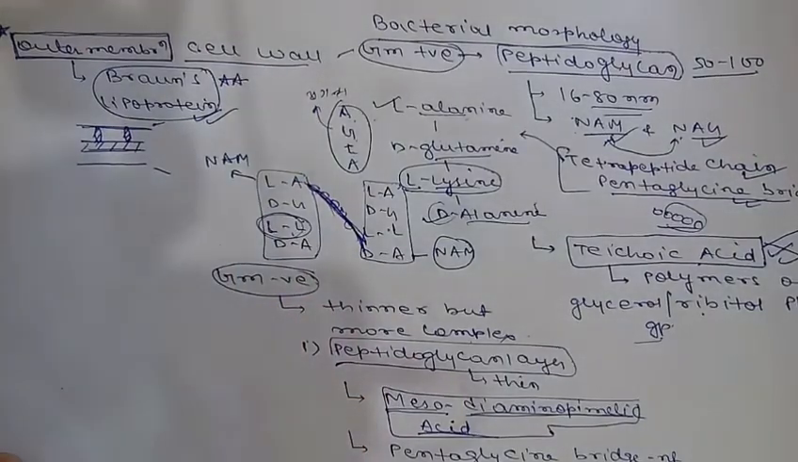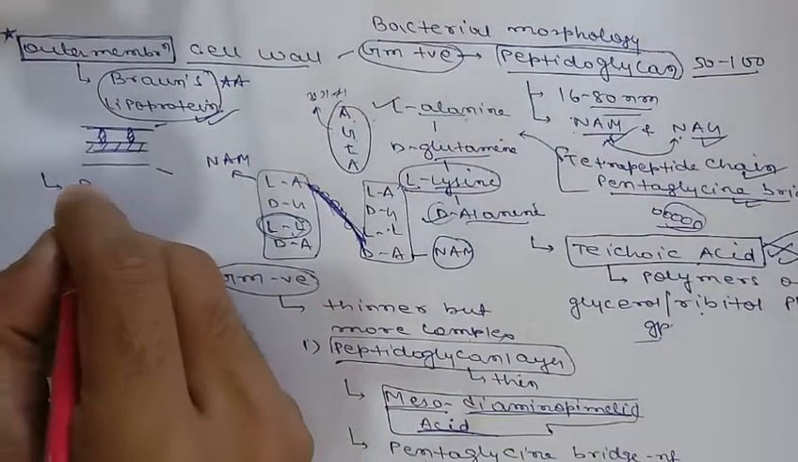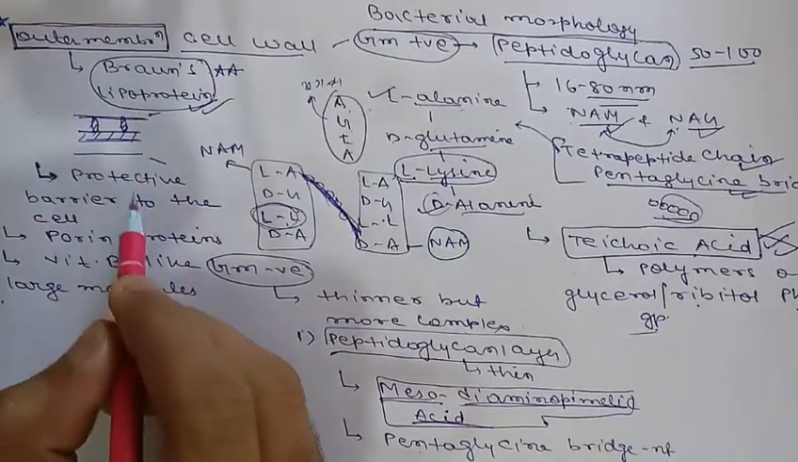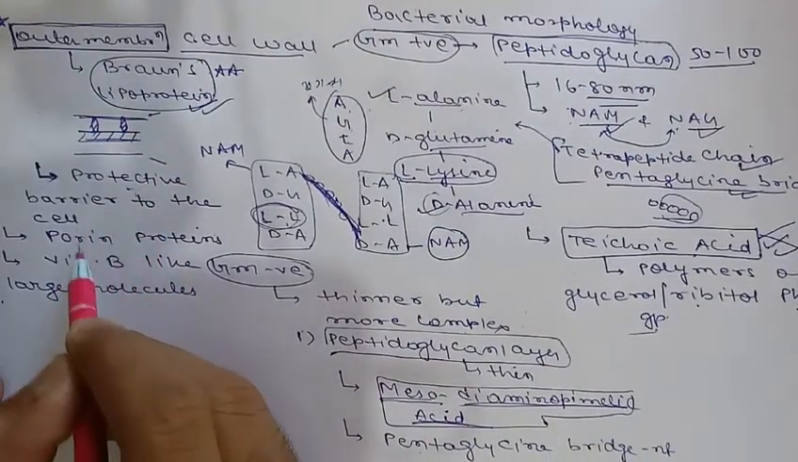Clear? Now what are the functions of the outer membrane? The outer membrane acts as a protective barrier. It provides a protective barrier to the cell.